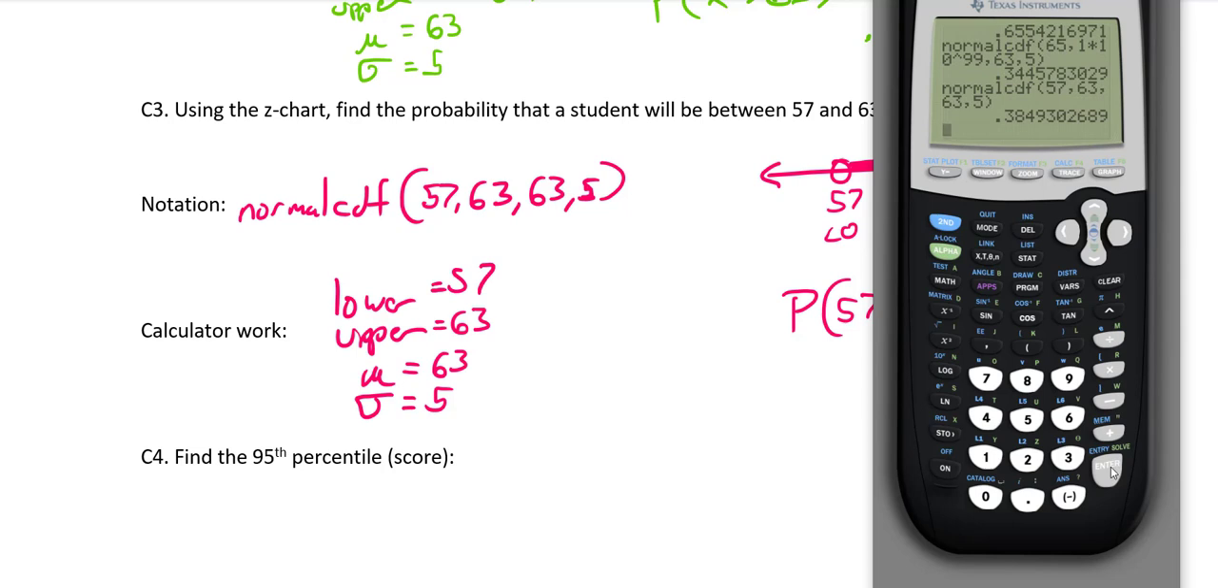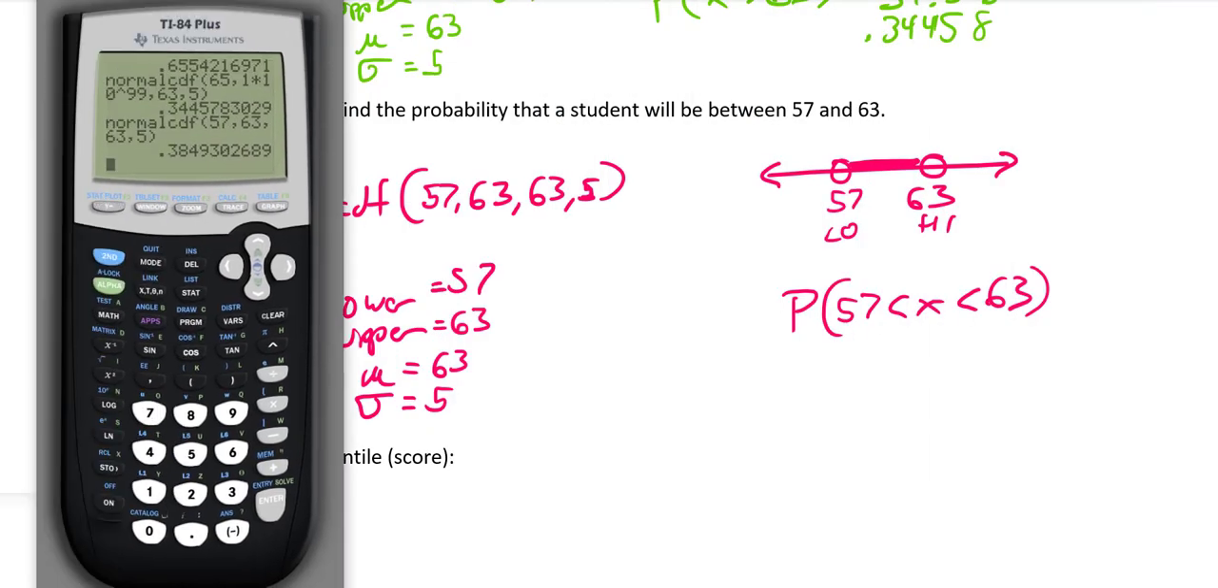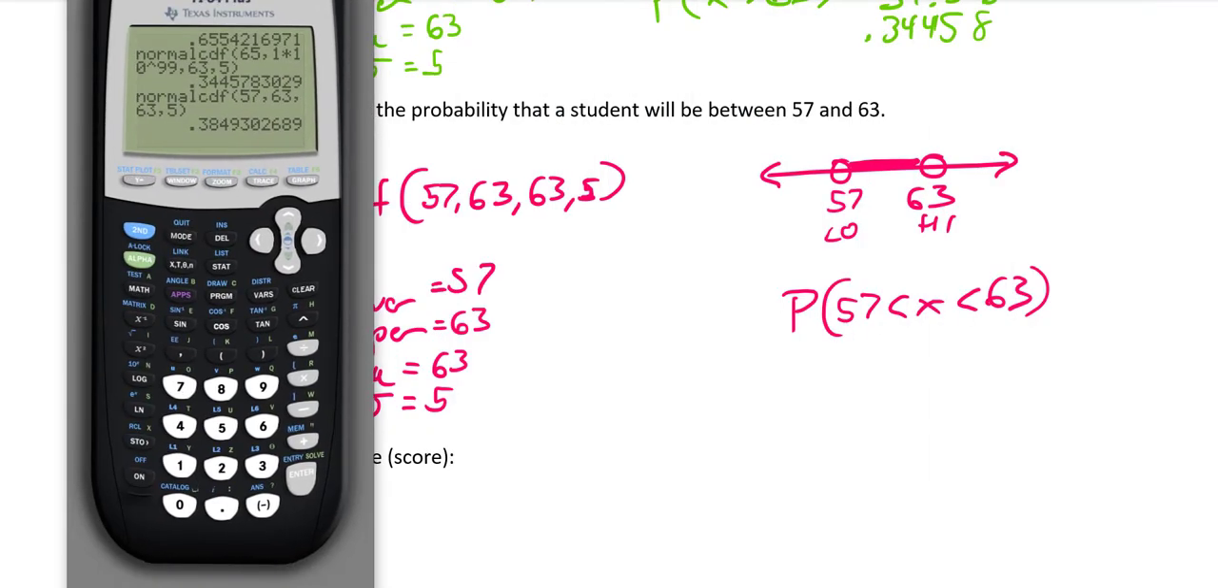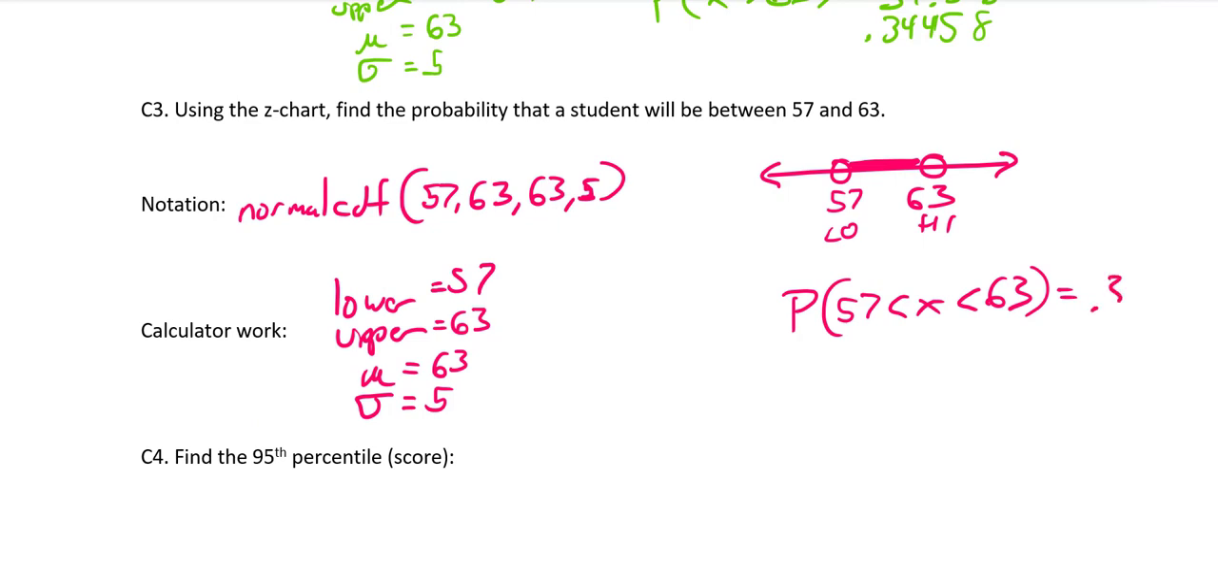your answer is 38.5%. So the answer to this problem, let me move my technology here, is 0.38493 if you have to round this to 5 decimal places, but that's going to be 38.5%. All right, so that's cool, doing the betweenness.